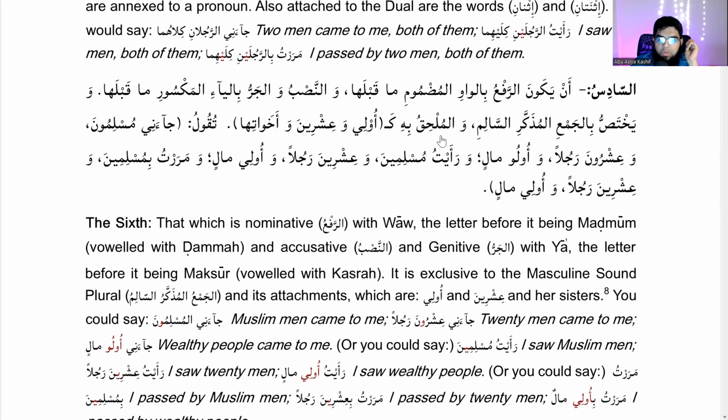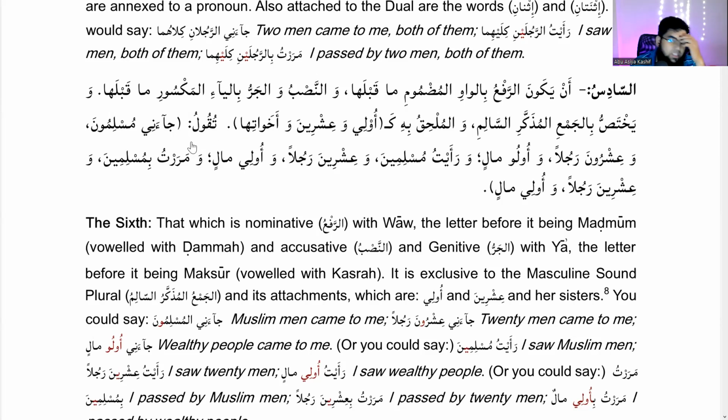And what is attachment? Mulhiq. What is this mulhiq? There are words which copy the sound masculine plural and have the same rulings: uli, possessors of; ishrin wa akhwatiha, and the numbers ishruna, thalathun. So they also become ishrin, ishruna, una, and then ishrina. Correct? And the others like them. He gives examples.